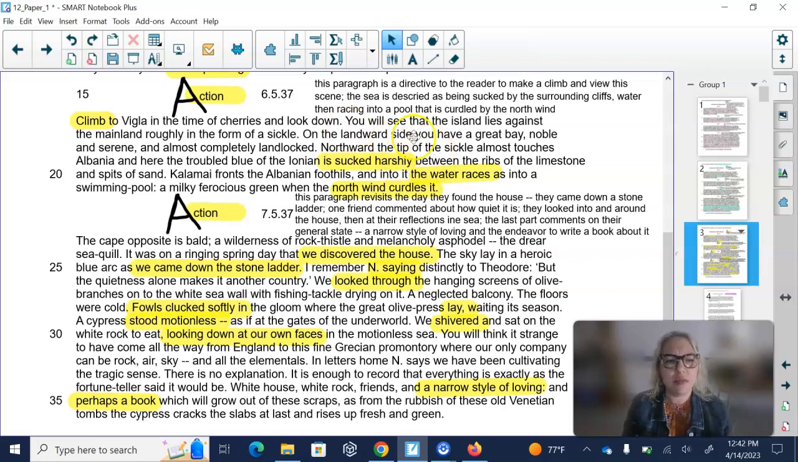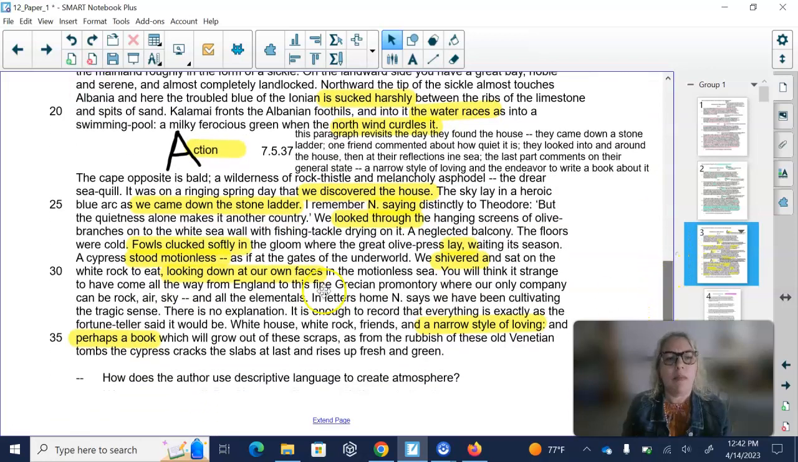The other action that takes place in this very descriptive paragraph is really about the water. The sea that is sucked harshly between the rocks, and the water races into this swimming pool, and the north wind curdles it. So there's some action, but it's really mostly about description and describing this place.